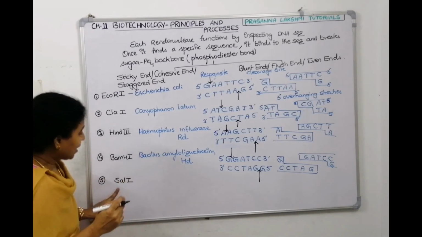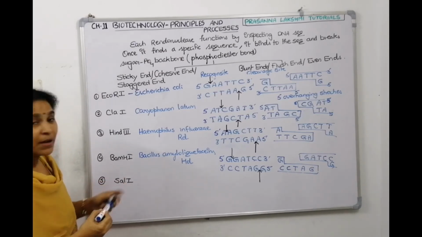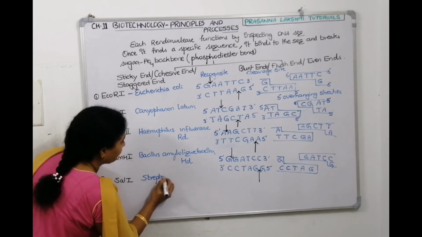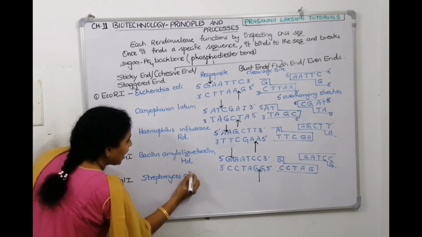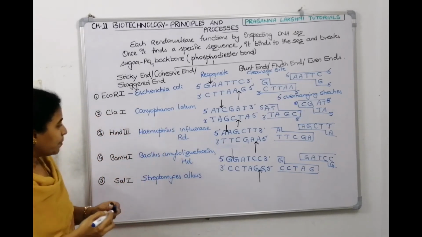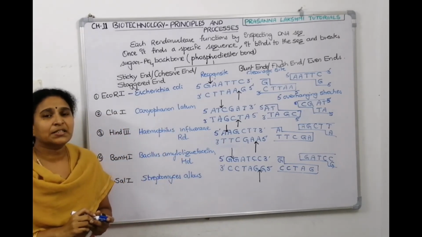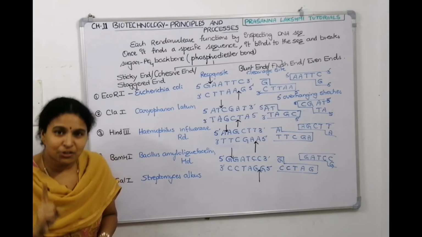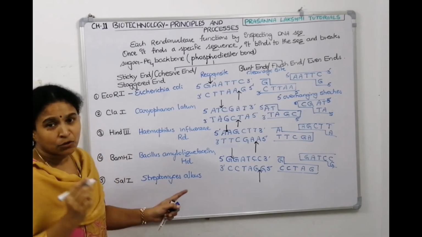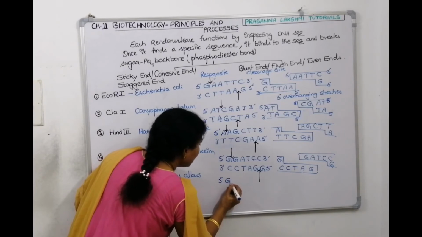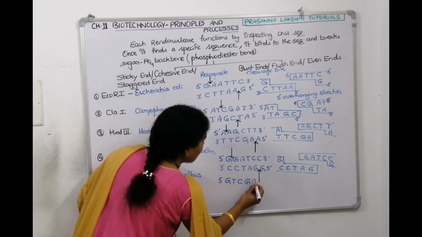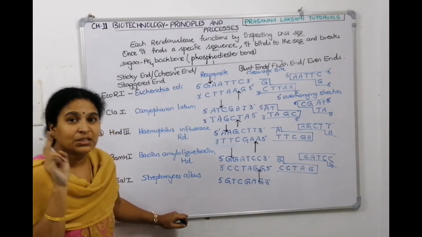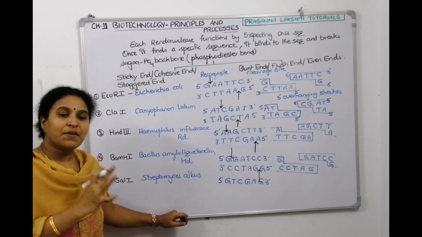SalI restriction enzyme is isolated from the bacteria Streptomyces albus. So the fourth alphabet is not there, and its recognition sequence is GTCGAC. If you remember, it is the same as for HindII. So SalI and HindII have the same sequence. HindII is the first enzyme identified by Smith, which makes a sticky end. For the same sequence, this is giving a blunt end.